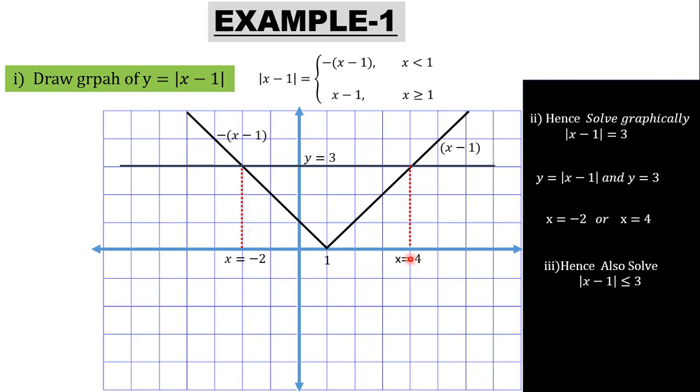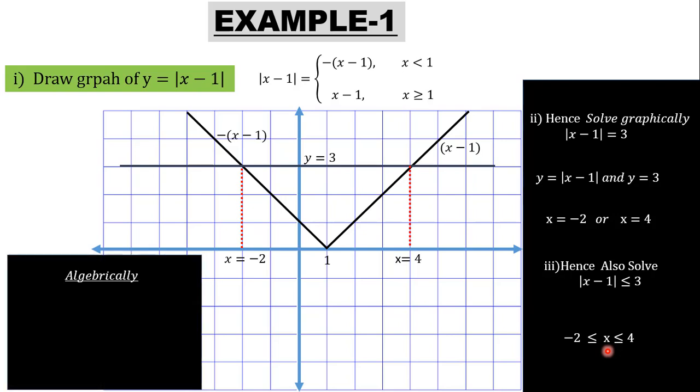So I have to identify the numbers. The numbers starting from minus 2 and ending at x equals 4 are the values of x, or the range of x, in which the modulus of x minus 1 is less than or equal to 3. So I can write this inequality or this range like this: x must be greater than or equal to minus 2 and x must be less than or equal to 4. Students, algebraically we can have the same solution that we have graphically. Let us consider the algebraic solution of these two graphs.